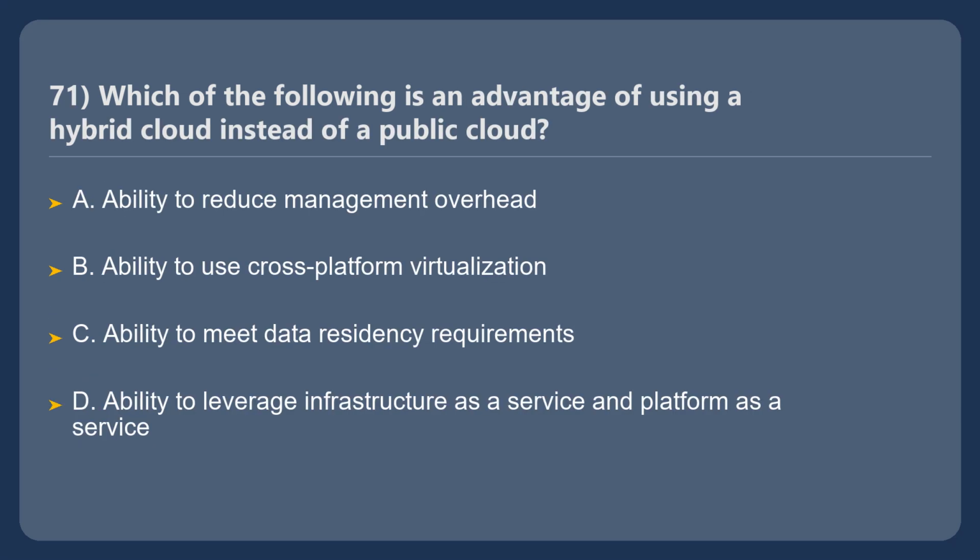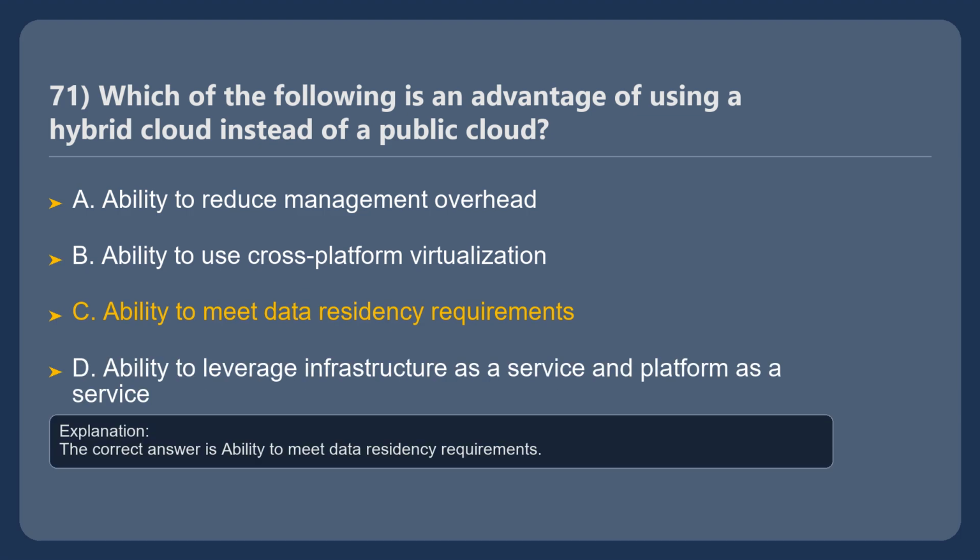Question 71. Which of the following is an advantage of using a hybrid cloud instead of a public cloud? Option A. Ability to reduce management overhead. Option B. Ability to use cross-platform virtualization. Option C. Ability to meet data residency requirements. Option D. Ability to leverage infrastructure as a service and platform as a service. The correct answer is option C. Ability to meet data residency requirements.